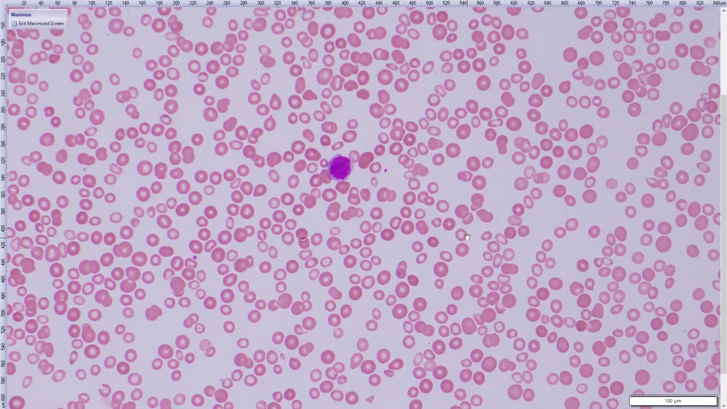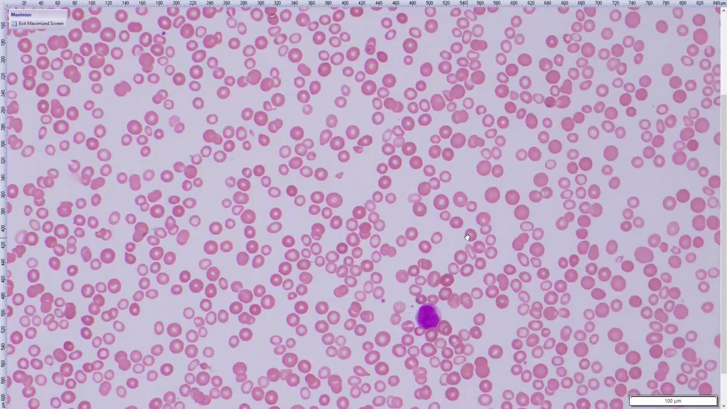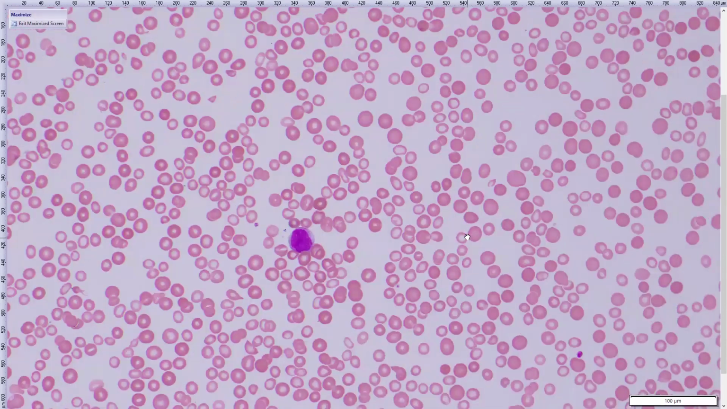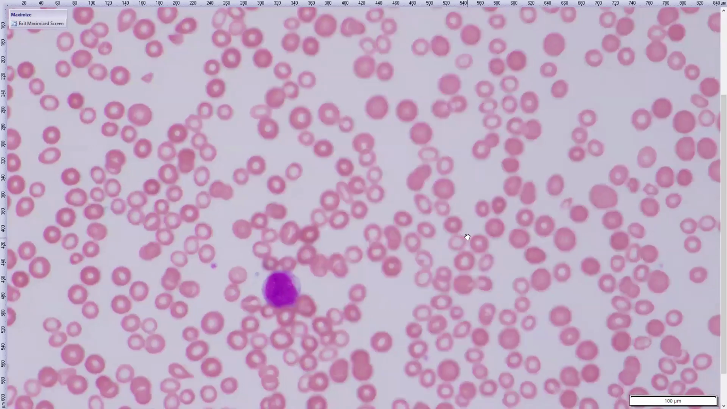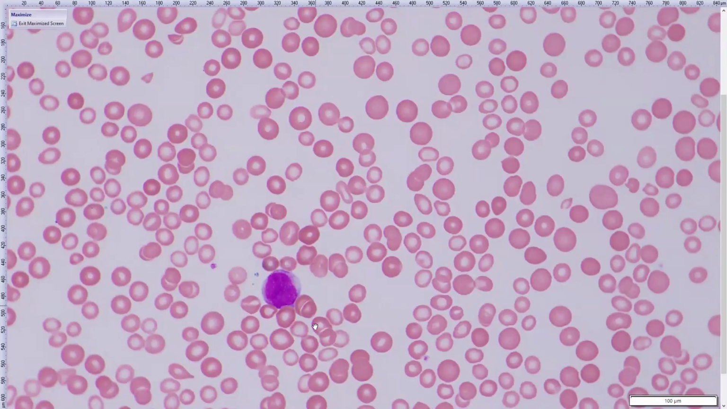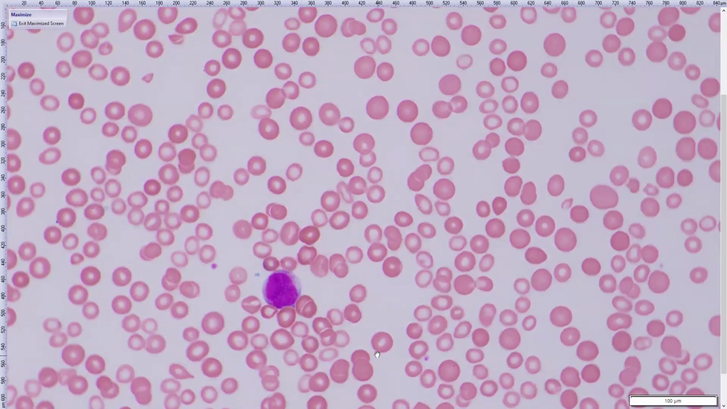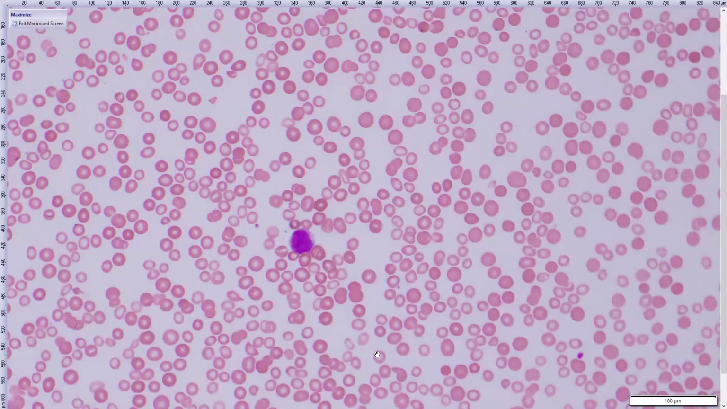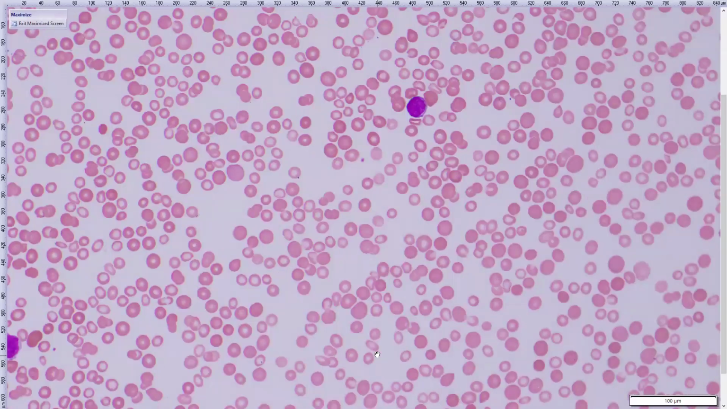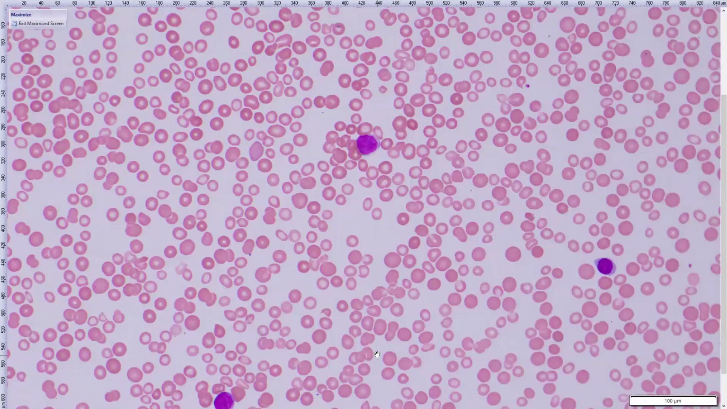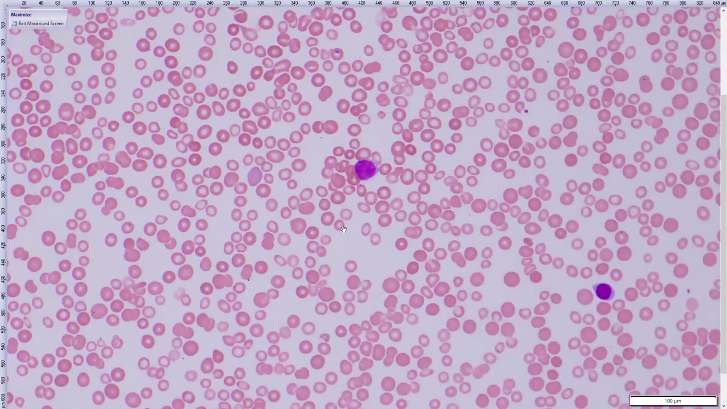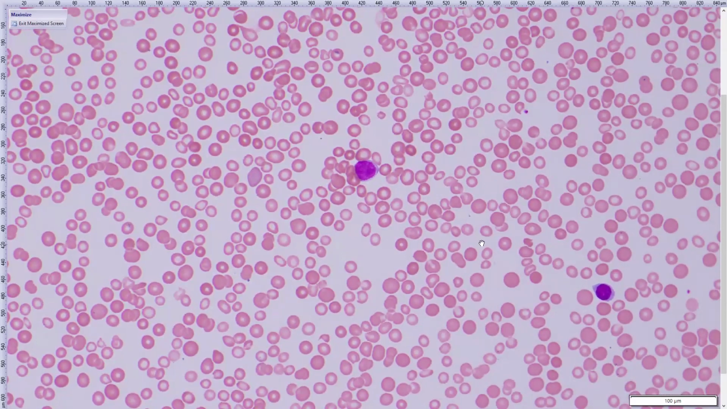This cell here is a blast. And this cell here is a blast as well, with a folded nucleus that is subtle. And I do see some small, tiny granules. Let me go around more. This cell here is a blast, while this cell here is a lymphocyte. And you can appreciate the difference.